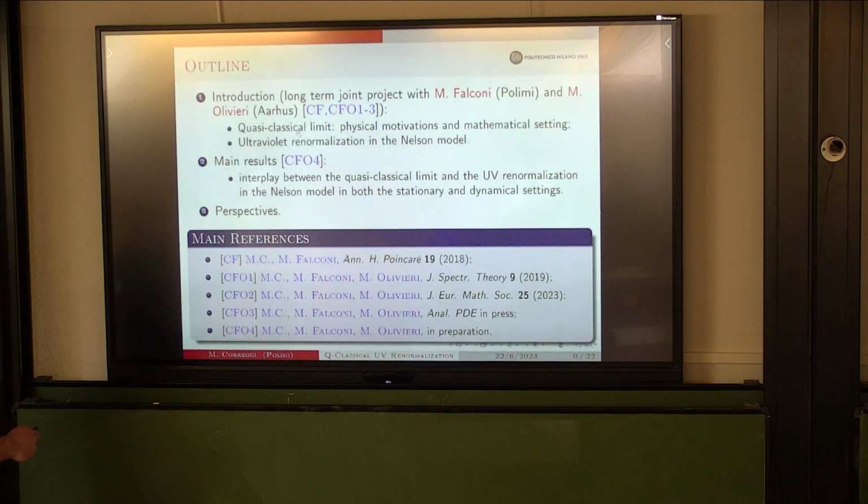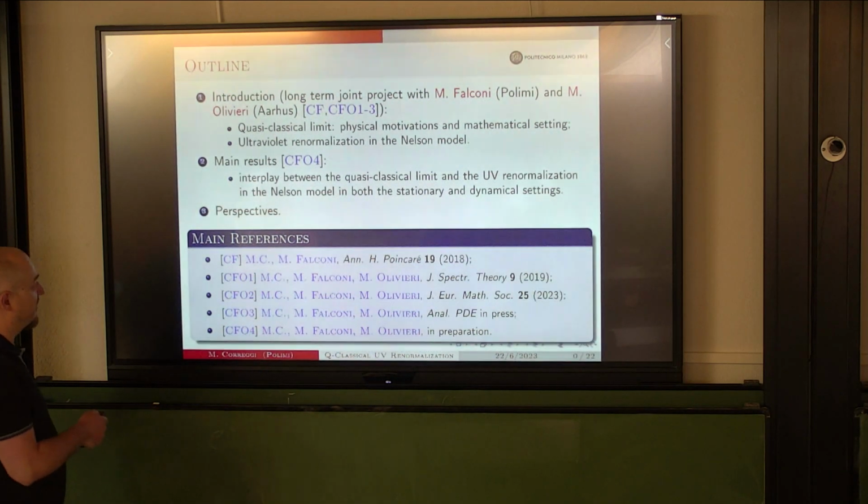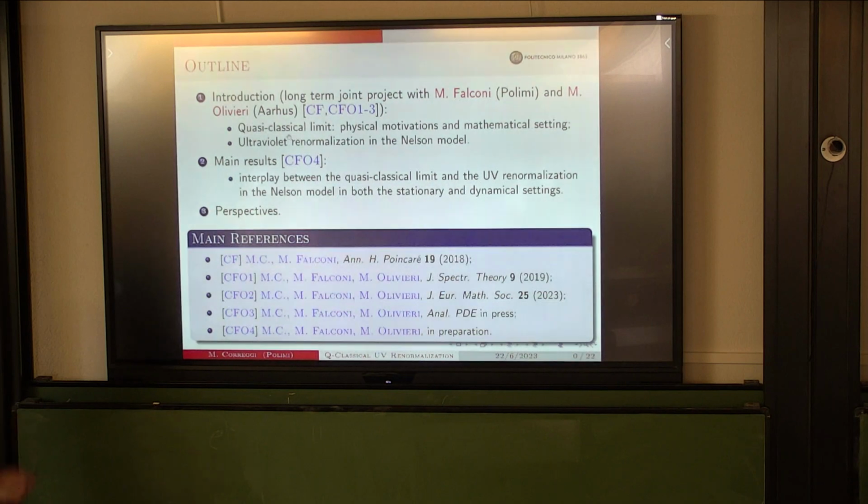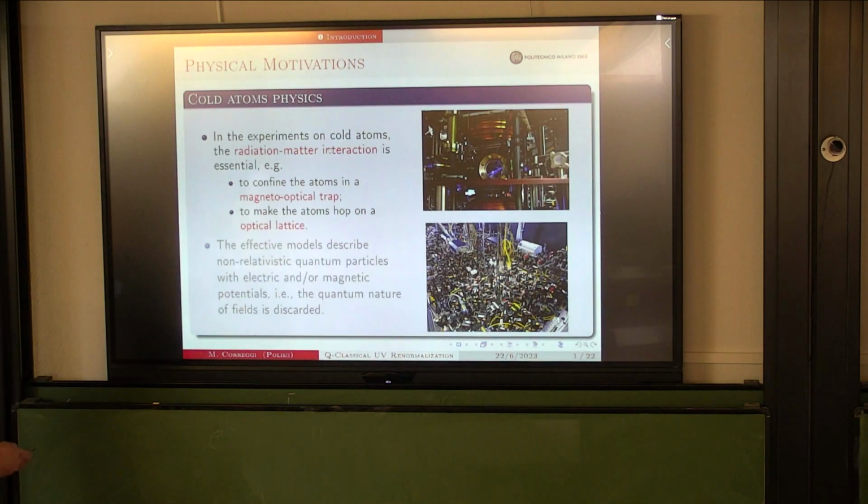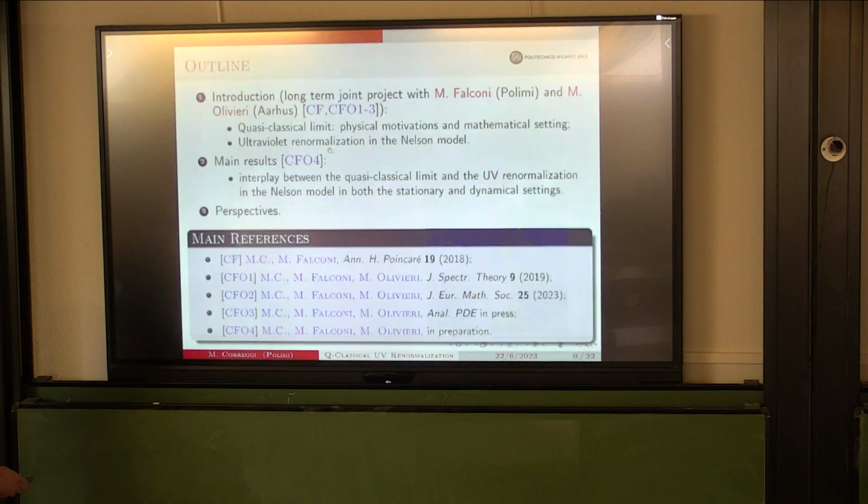Okay, so we'll start with a rather long introduction as usual, and I will save some time thanks to the talk by Nikolai. But I will go through the discussion of the ultraviolet renormalization and the discussion of the quasi-classical limit anyway, just to set the notation. And then I will focus on the main results, which are about the interplay between the quasi-classical limit and the ultraviolet renormalization.